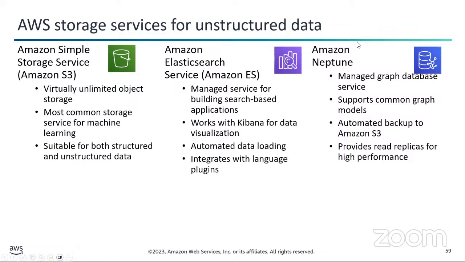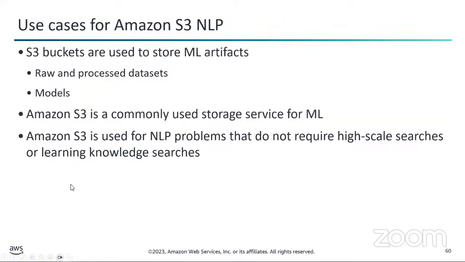And then a more modern database is Amazon Neptune, which is what we call a graph database. It supports common graph models, automated backup to S3, and provides read replicas for high performance. These are advanced services, but you will most likely just start with S3, and most of the time just S3 is enough.